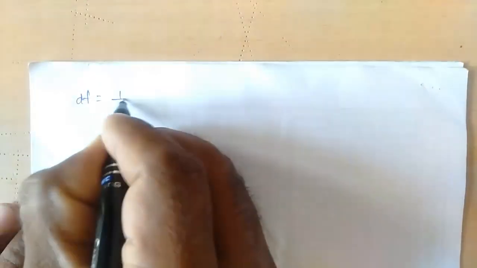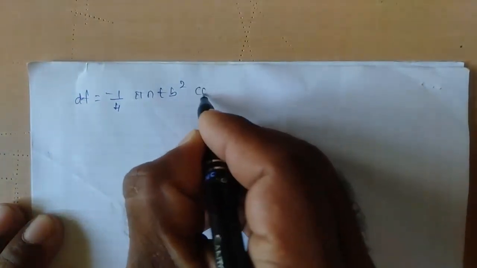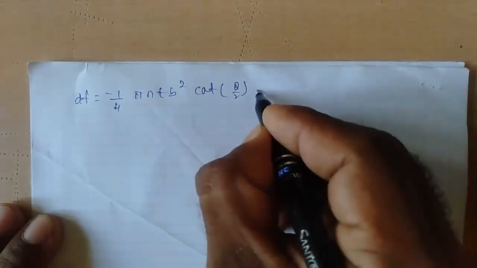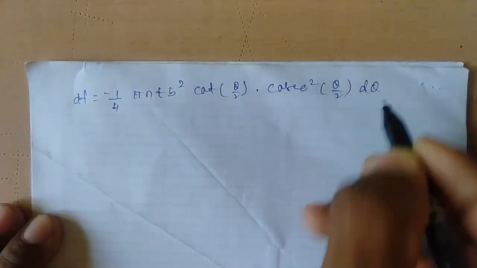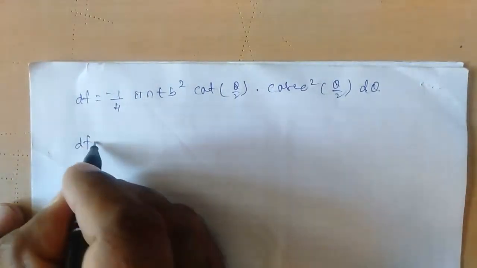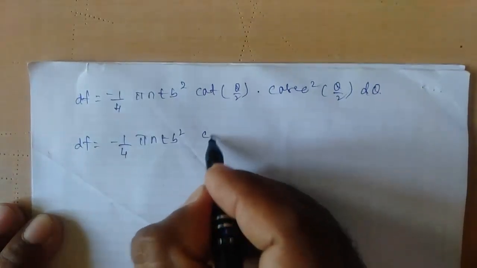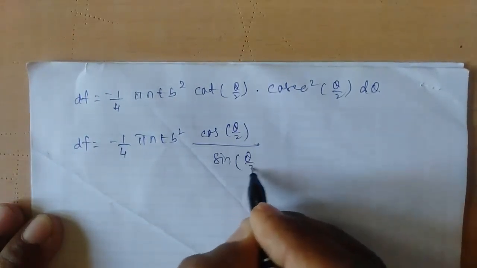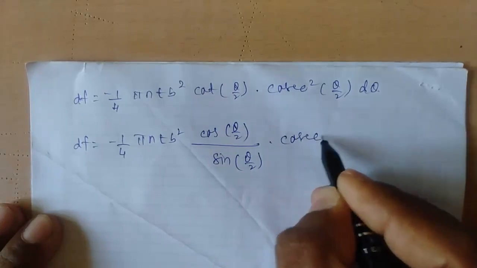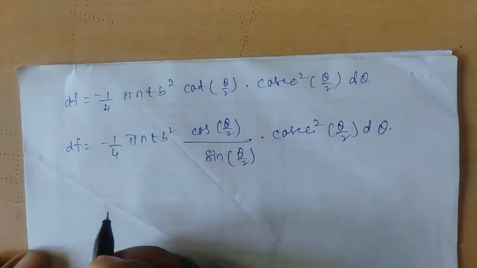So the previous equation that we had is df is equal to minus 1 by 4 pi N T b square cot of theta by 2 into cosecant square of theta by 2 into d theta. Now here cot theta by 2 can be written as cos theta by 2 divided by sin theta by 2. So df is equal to minus 1 by 4 pi N T into b square into cos theta by 2 whole divided by sin of theta by 2 into cosecant square of theta by 2 into d theta.